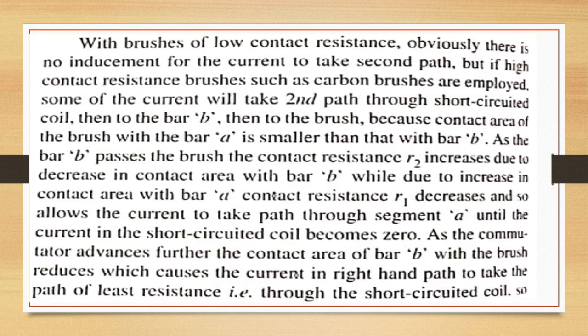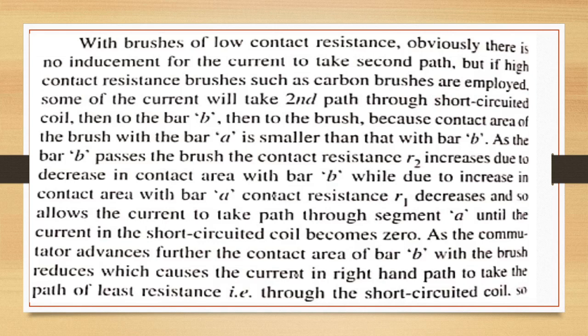Because the contact area of the brush with bar A is smaller than that with bar B, as the bar B passes through the brush, contact resistance R2 will increase due to the decrease in contact area with bar B, while due to the increase in contact area with bar A, contact resistance R1 decreases and allows the current to take the path through segment A until the current in the short circuited coil becomes zero.